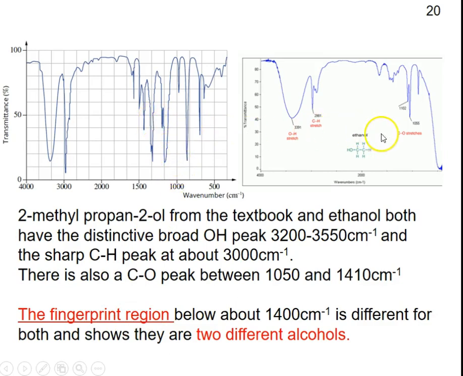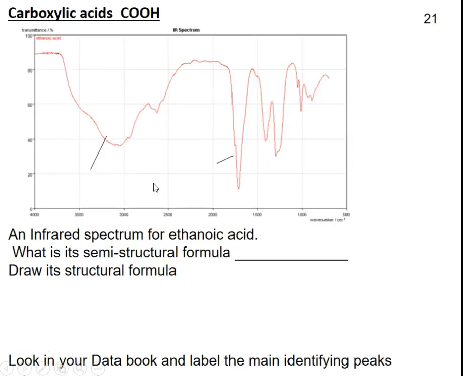These are two different alcohols. They both have the hydroxyl group, the broad peak, but in their fingerprint region, they've got a whole lot of different bands because of all of the other bonds that they have. So they have a fingerprint to help identify the differences between them. So if this region below 1400 is different, then they're different alcohols.